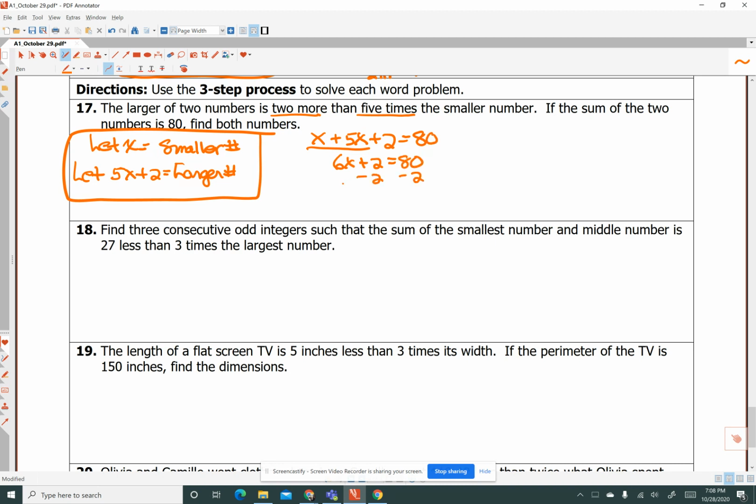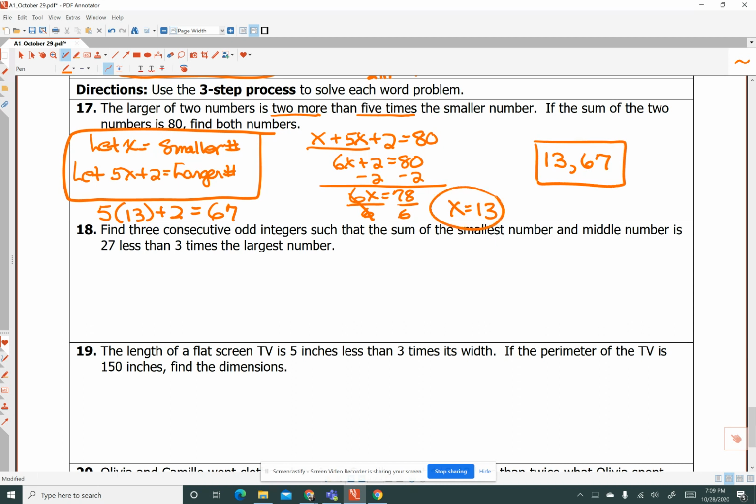Subtract 2 from both sides. 6x equals 78. Divide both sides by 6, and x equals 13. That means our two numbers are, well, let's see. Number 13, we're going to substitute, and that equals 67. So our two numbers are 13 and 67. Remember, just substitute whatever you find for x into the other formula.